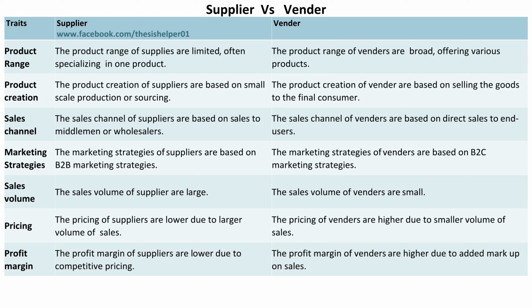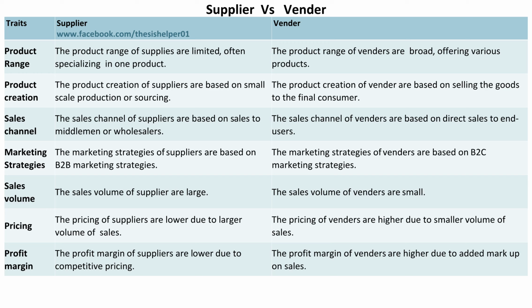The product creation of suppliers is based on small-scale production or sourcing. Whereas, the product creation of vendors is based on selling the goods to the final consumer. The sales channel of suppliers is based on sales to middlemen or wholesalers. Whereas, the sales channel of vendors is based on direct sales to end users.